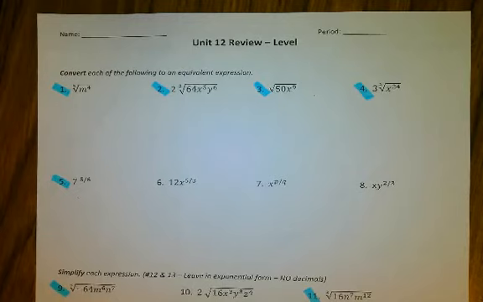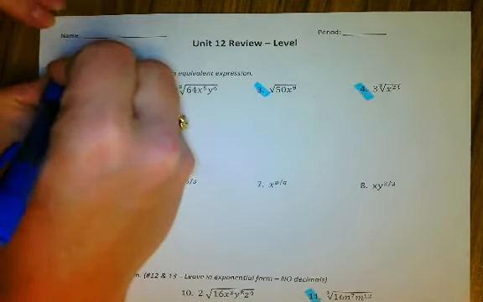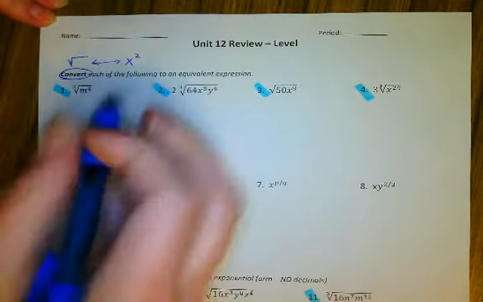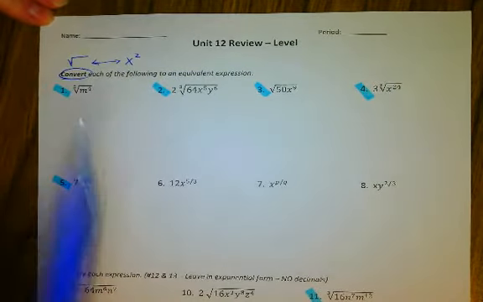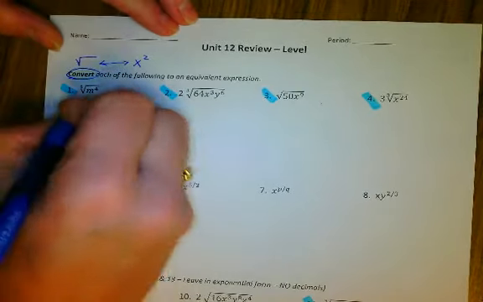Alright, this is the Unit 12 test review over radicals and exponential fractions, rational fractions. Okay, so on the first part here, notice that we're just converting. So if I'm converting, that means I'm going from a radical to an exponent, or I could be going from an exponent to a radical. Okay, so this one has a radical, so I'm going to go to an exponent.